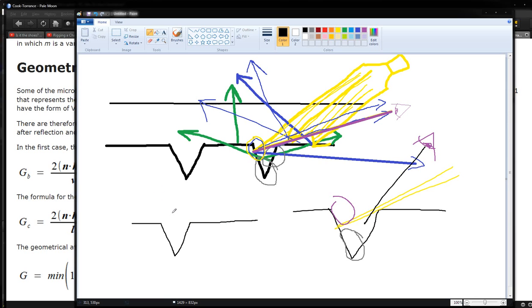And then there's also another case where I'm looking at the light, my viewing angle is going to be a little bit more shallow, and I can see everything over here.